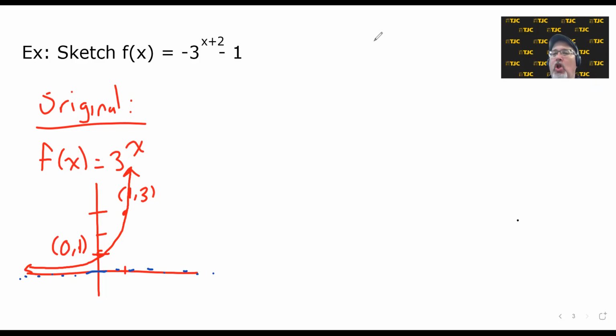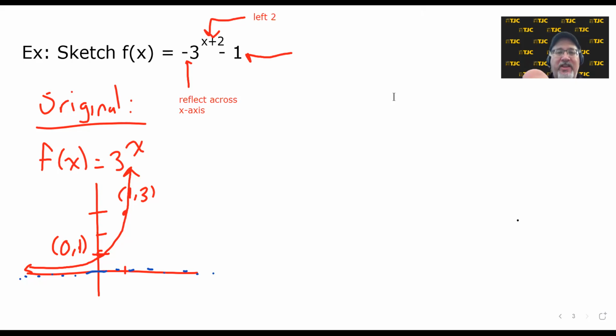But what changes will all of the additions to the function create, starting with the negative in front? What will the negative in front do? Well, a negative in front will cause it to reflect across the x-axis. So this graph's going to have to get flipped upside down at some point. What will the +2 do on the x? Now, this is the one where you have to be careful, because you would think a +2 would invoke a movement to the right, but adding a 2 on the x actually causes it to move to the left 2.